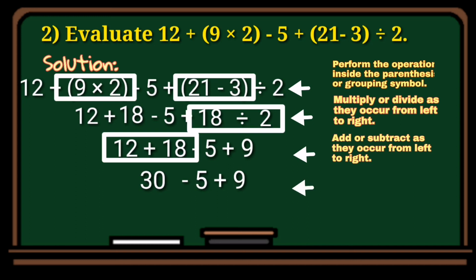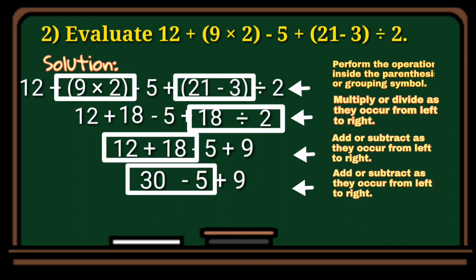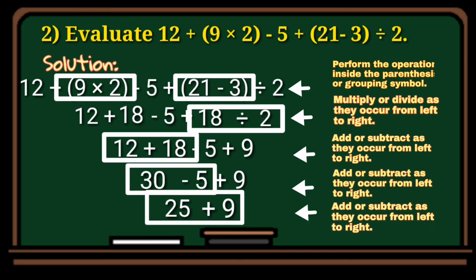Next is add or subtract as they occur from left to right. So 30 minus 5 equals 25, bring down plus 9. And then 25 plus 9, that is add or subtract as they occur from left to right. 25 plus 9 is 34, and that's the final answer.